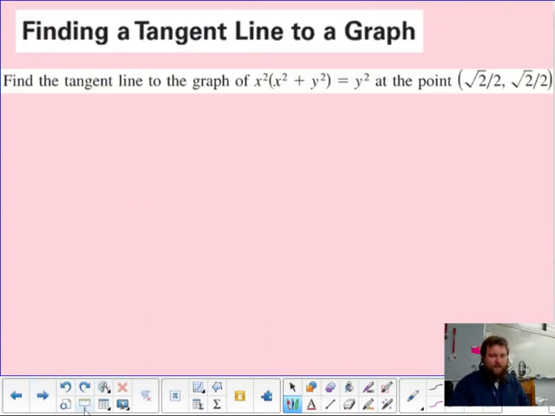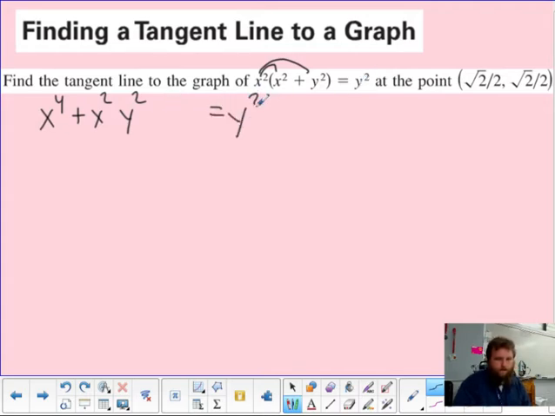All right, last one. Tangent line to a graph. So find the tangent line to this graph at this point. We've done something similar to this before, but let's do it again. So differentiate the left-hand side. A few options here. I'm going to just distribute that first. So I'm going to get x to the 4th power plus x squared y squared, and then equals y squared. And let's differentiate from here.